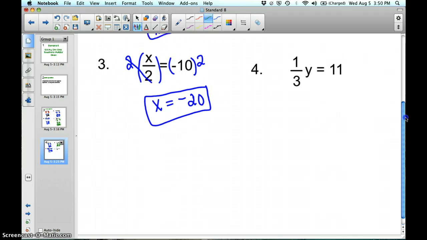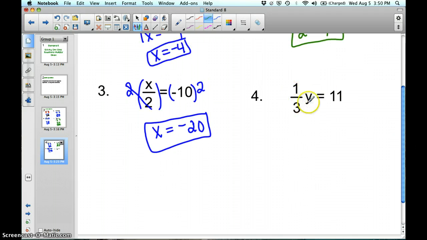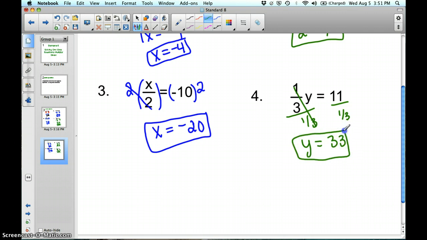Alright, and then last problem, if I have 1/3 times y equals 11, in order to get rid of the multiplication, I have to divide by 1/3 on both sides. Okay, 1/3 divided by 1/3 cancels out to give me 1, so I'm just left with y equals, and then 11 divided by 1/3, so doing 11 divided by 1/3 is like 11 times 3, so that's going to give me 33. So my solution would be y equals 33.